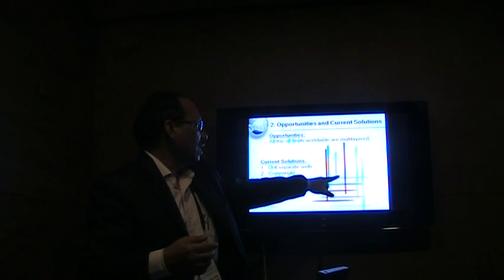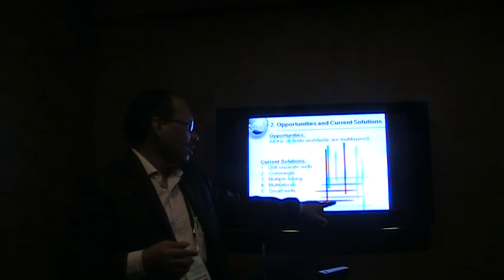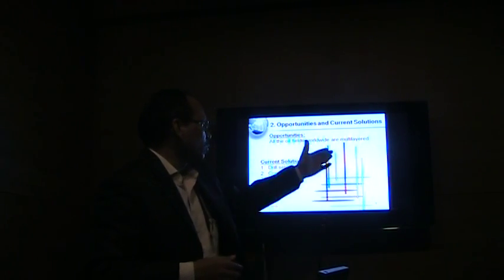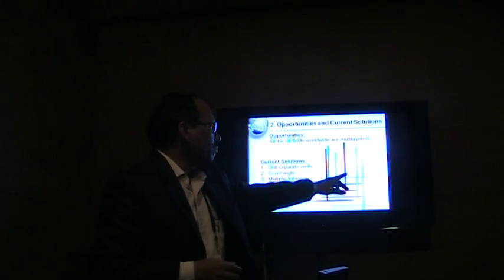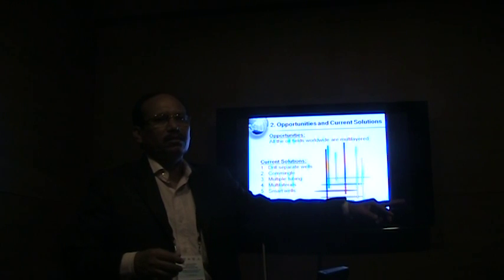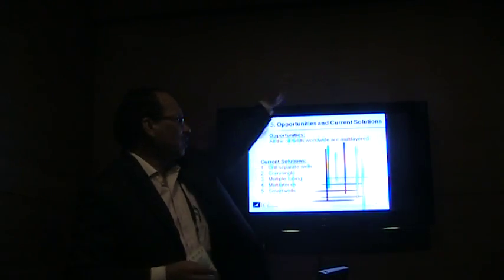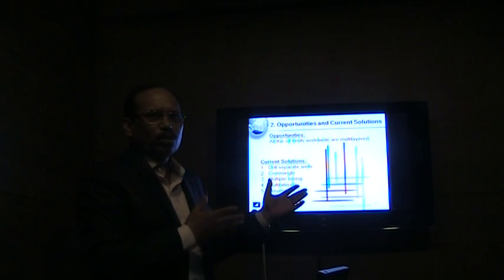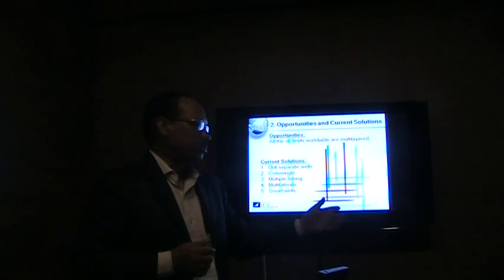And some layers may have higher pressure, some layers may have lower pressure. There also, what will happen if we produce all these layers commingled? The high pressure layer will overpower the low pressure one, and it will not come to the surface. So we will lose rather than gain. So commingling is not a good option.